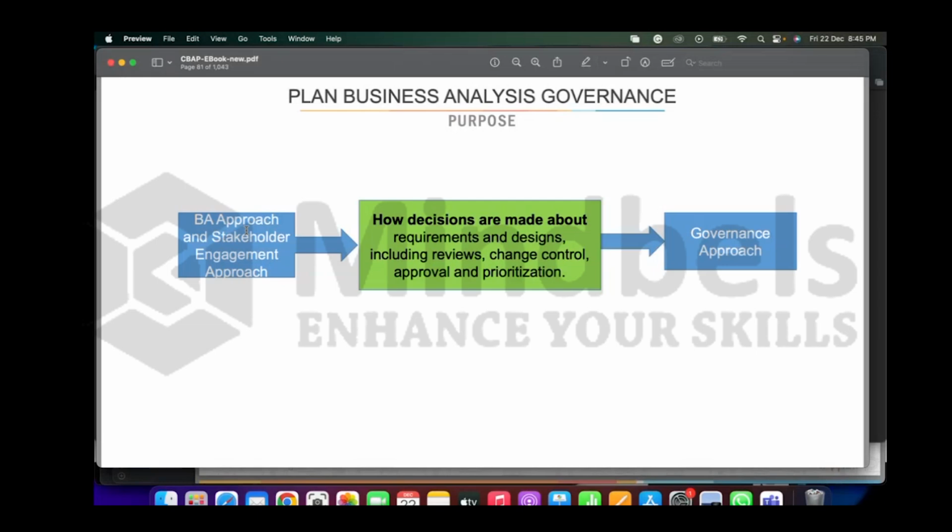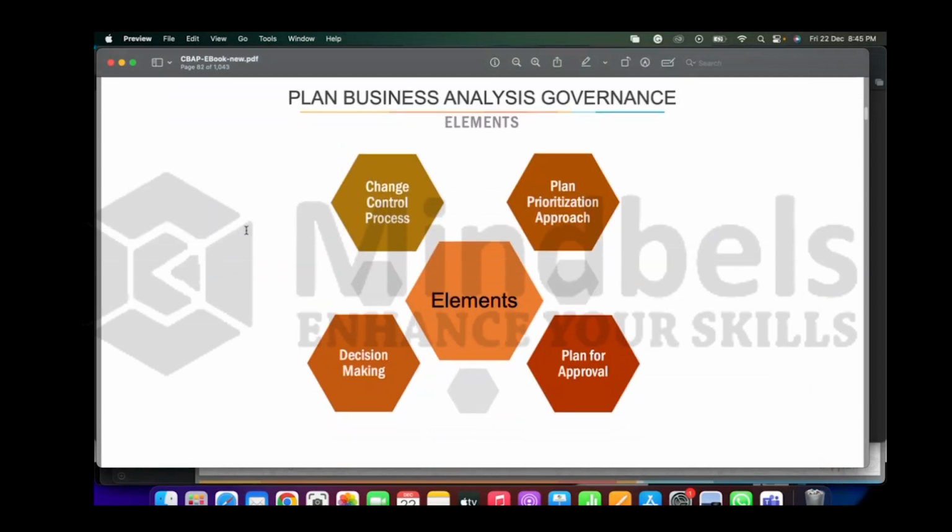Then that's your governance approach. Now, in addition, these are your elements. What are your elements? Plan prioritization approach, plan for approval, decision making, change control. So, these are your four elements for business plan governance.